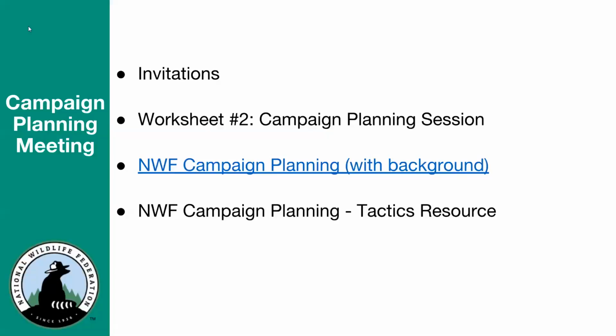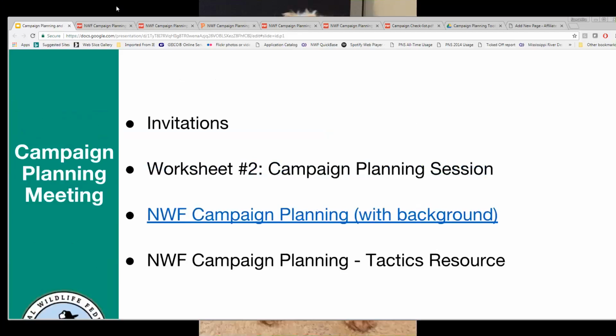So the next piece, and this is at the end of the first worksheet, is to make sure you're thinking about who to invite to a broader stakeholder meeting and to do the campaign planning. So really thinking broadly about who should be on that list of invitations, who's going to be an important voice in the room. Then we're in worksheet 2, the campaign planning session itself.